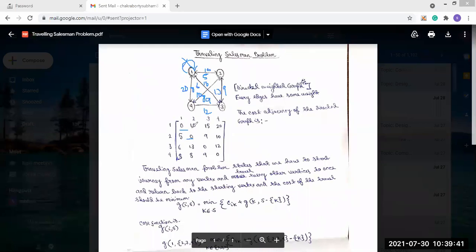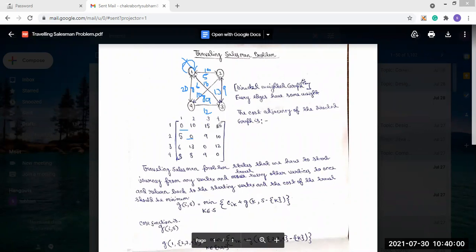So like this, all the weightage is given. And according to these weights, the cost adjacency matrix can be prepared. It may also happen that the cost adjacency matrix is given, and you have to put the values there. It will be the vice versa case.